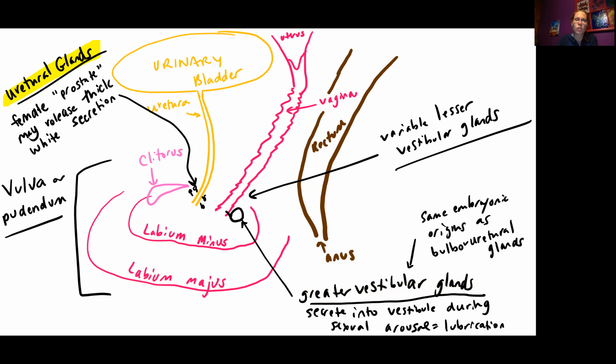And then you have what are called urethral glands, which are sometimes referred to as the female prostate. This is going to release a thick white secretion during sexual arousal. If you've heard of female ejaculation, then it is this secretion here which may be released. Okay, and that's it for now.